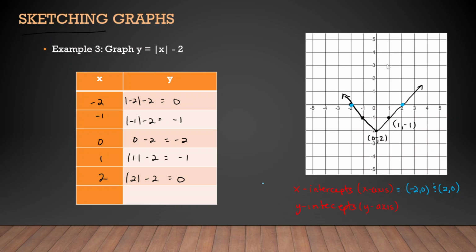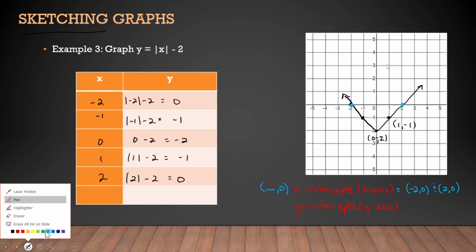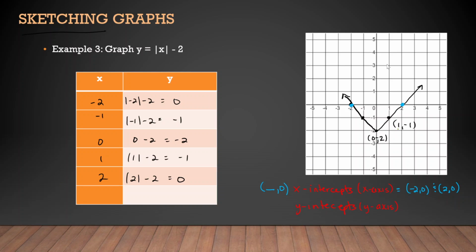In general, x-intercepts are always some number, comma, 0, because if I'm on the x-axis, the y value will be 0. Then we have our y-intercept, where I'm on the y-axis, so that's this point right here. That will be 0, -2. And in general, y-intercepts are always 0, comma, some number, because if I'm on the y-axis, the x value is 0.